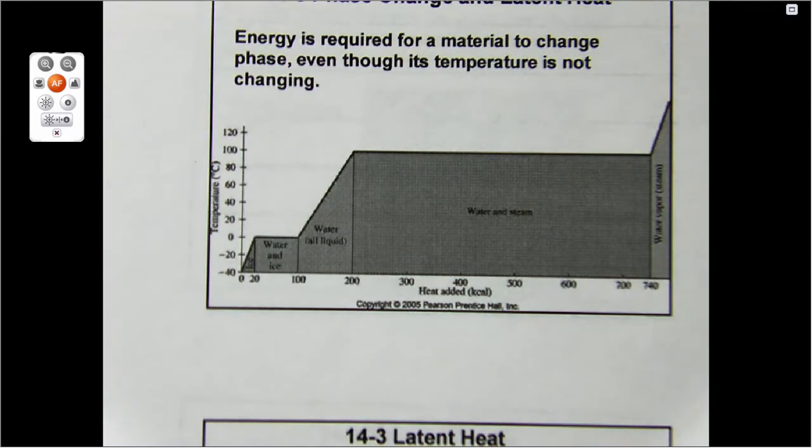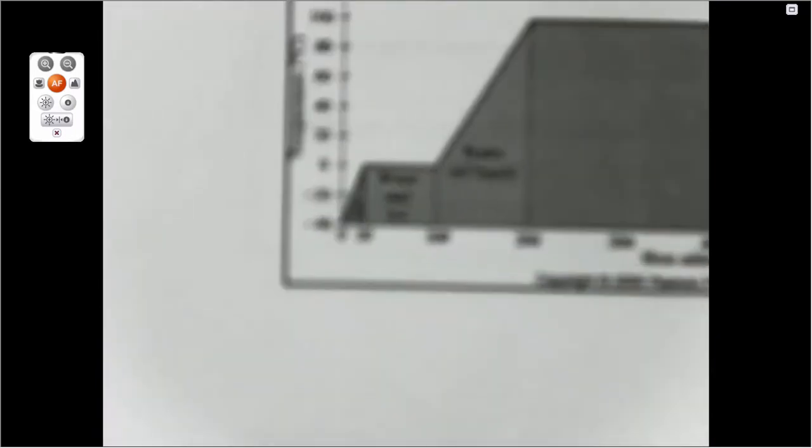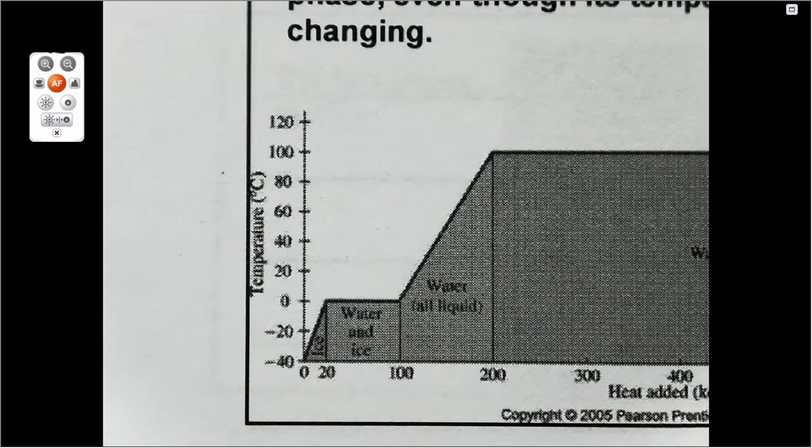Now, we are heating up ice. You take ice out of the freezer. What temperature is it at? In this diagram, it is at -40.